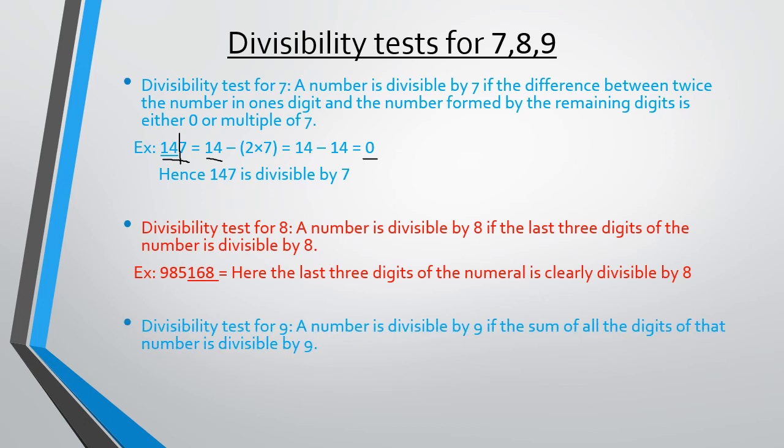Divisibility test for 9. A number is divisible by 9 if the sum of all the digits of the number is divisible by 9. Here there is an example. I have taken the number 1134, and when I add all the digits of this number I get 9, and 9 is clearly divisible by 9 itself. Hence the number 1134 is divisible by 9.